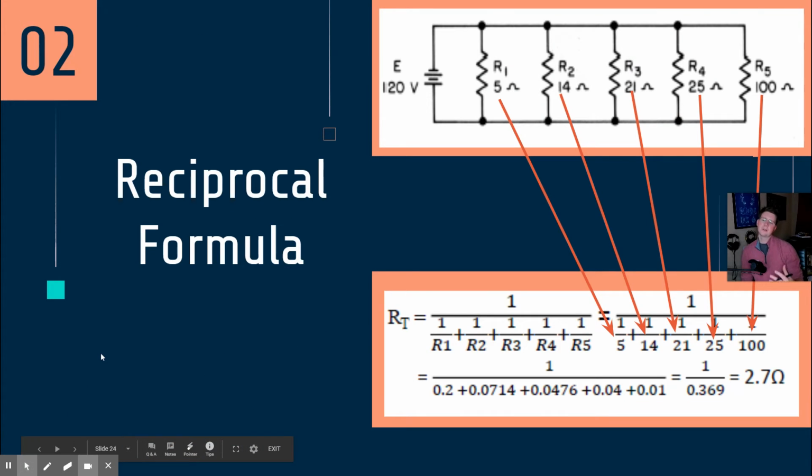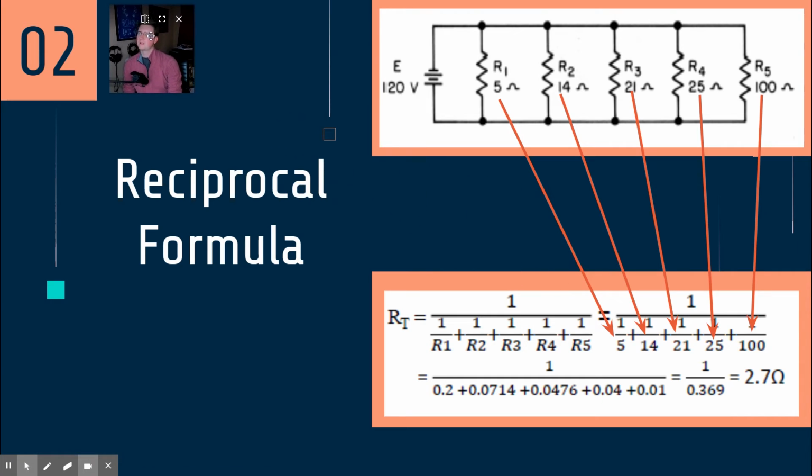So let's look a little bit more specifically into the reciprocal formula. I think this is the one that can be the most confusing at first. I think the product over sum is one that you can generally get. You take your resistances for each and you plug them into their respective spots and then do the calculation. The reciprocal formula, because there are so many parts to it, can look really confusing. So here's a worked out example for you.